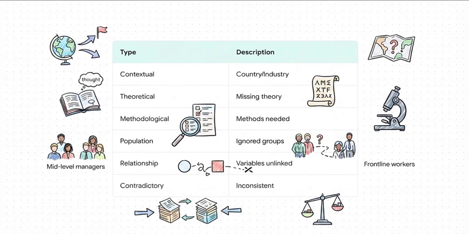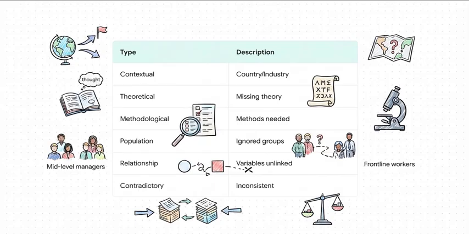For example, you could find a contextual gap, where a relationship was studied in one country but completely ignored in another. Or a theoretical gap, where existing studies just haven't applied a specific relevant theory yet. What about a methodological gap? Maybe past studies only ever used basic surveys, but you want to dig deeper. You've also got population gaps, like focusing on mid-level managers instead of frontline workers. Relationship gaps, where you're examining 2 variables that haven't really been linked sufficiently. Or even contradictory findings, where previous studies just straight up don't agree with each other.